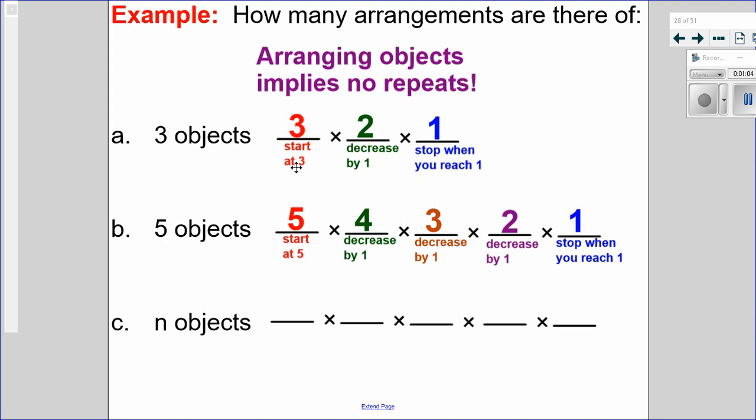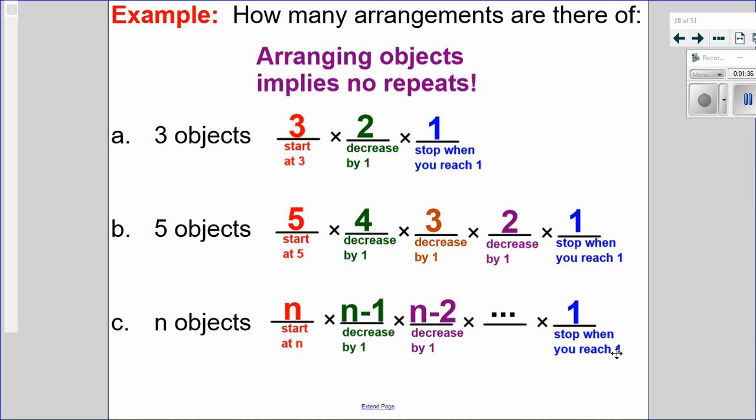With 3 objects, I start at 3. 5 objects, I start at 5. So n objects, I'm going to start at n. Notice here we decrease by 1, decrease by 1, decrease by 1. We stop when we reach 1. So if I start with n and I decrease by 1, I get n minus 1. If I decrease by 1 again, n minus 1 becomes n minus 2. If I decrease that by 1, I just keep going, so I'm going to put dot, dot, dot. I keep going and I stop when I reach 1.